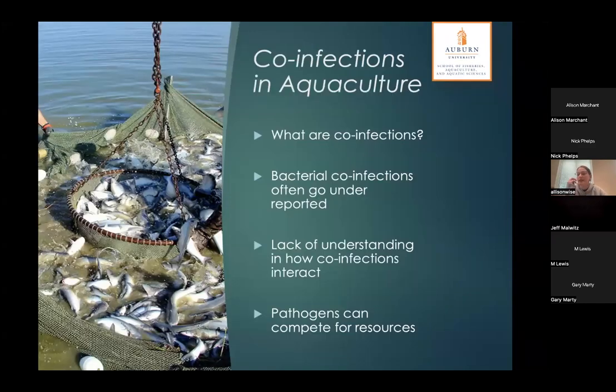So first off, what are co-infections? Co-infections occur when 2 or more pathogens infect a single host at the same time, and they can occur with multiple different pathogen types. You can have bacterial versus bacterial co-infections, or you can have bacterial and parasitic co-infections. Really any combination of pathogens, as long as there are 2 or more, is a co-infection. Bacterial co-infections often go underreported in the catfish industry, which leaves us with a lack of knowledge of the true prevalence of co-infections. It also leaves us with a lack of understanding of how co-infections interact in the host. Pathogens can compete for host resources, and this can lead to either synergistic or antagonistic infections. A synergistic infection is when 2 pathogens work together to obtain host resources, while an antagonistic infection is when one pathogen suppresses the other in order to obtain the host resources during infection.